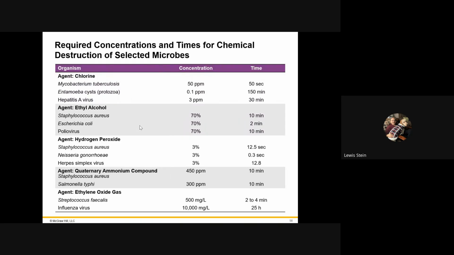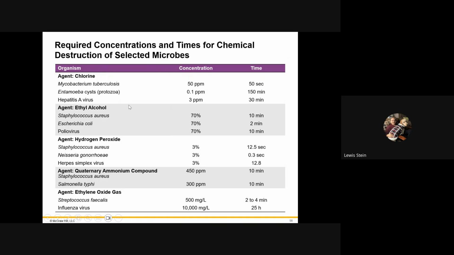But I think this is fairly obvious. This probably is a good idea. When you begin to see tuberculosis, a big problem, 50 seconds, and that's not a particularly large time, relatively. Hepatitis A virus, as you'll come to learn, is called a naked virus. You don't need quite as many parts per million, but you need a lot more time. These are the kinds of things you look at.